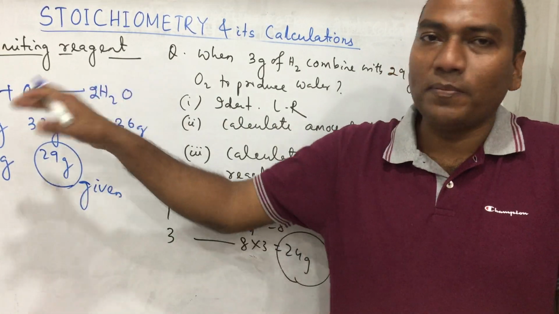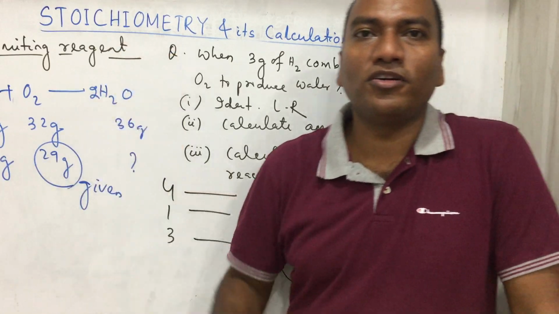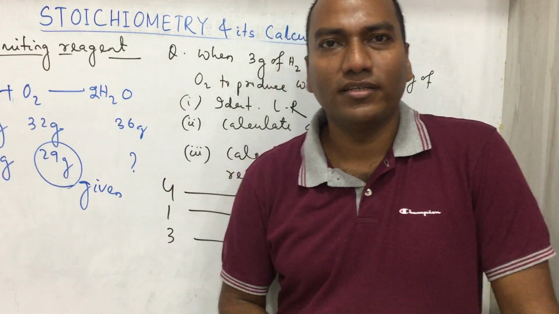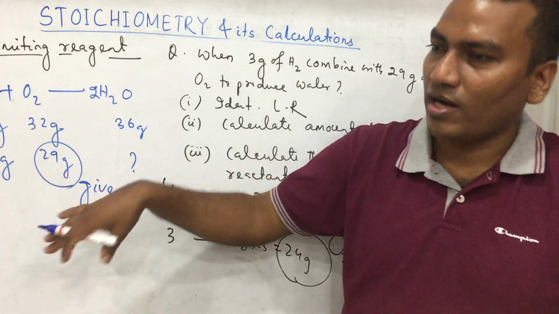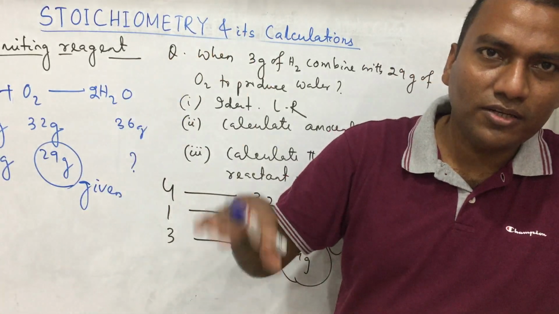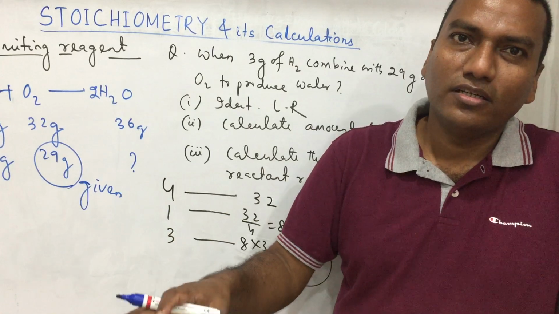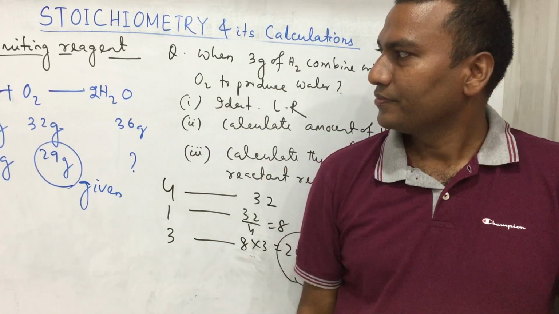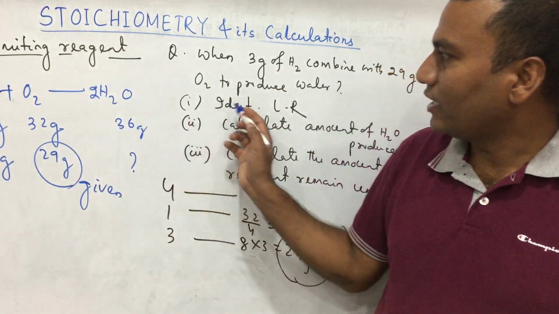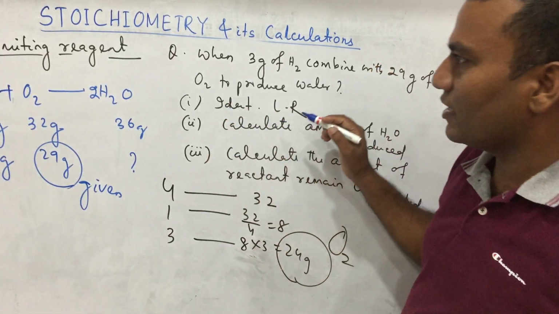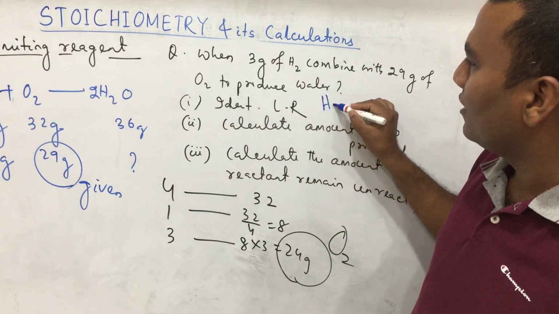So, does the product depend on hydrogen or on oxygen? Hydrogen. Because hydrogen is present, water is formed. Hydrogen finished, reaction also stopped. Okay, so that's the first question, identify the limiting reagent. So our limiting reagent is hydrogen.